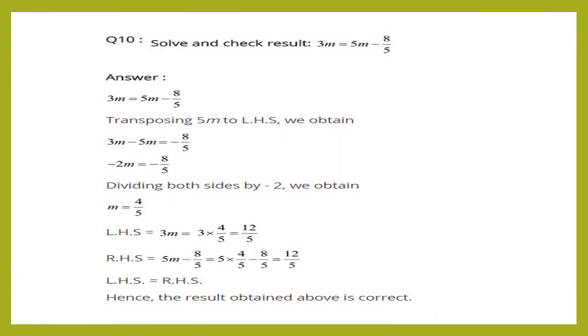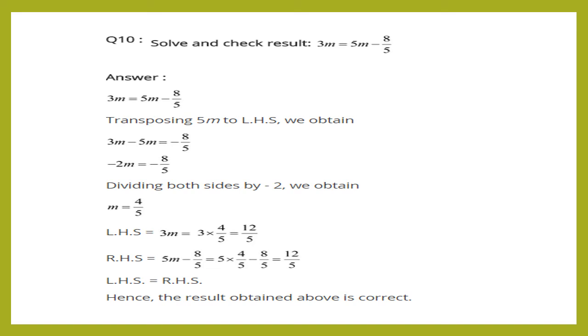This is the last question of this exercise, children. Solve and check the result. 3m = 5m - 8/5. Transposing the 5m to the LHS, 3m - 5m, it becomes -2m equals -8/5. Children, in 5m, 3m goes means we'll get 2m. The greater term has a minus sign, so -2m = -8/5.